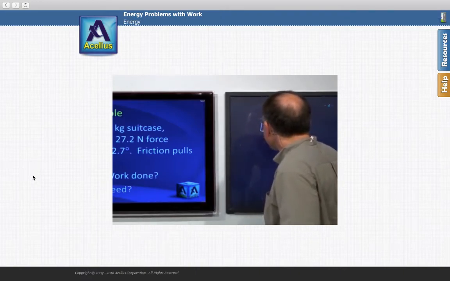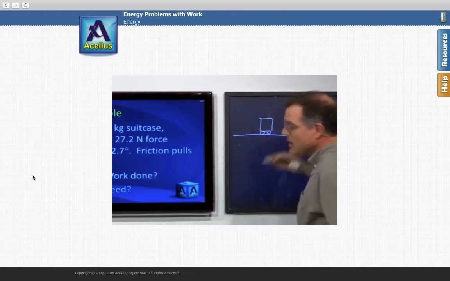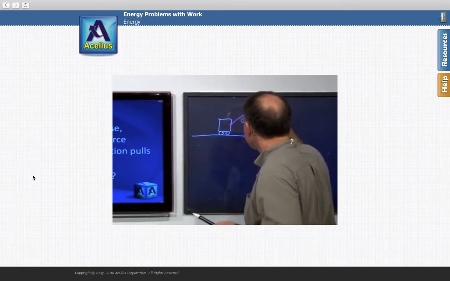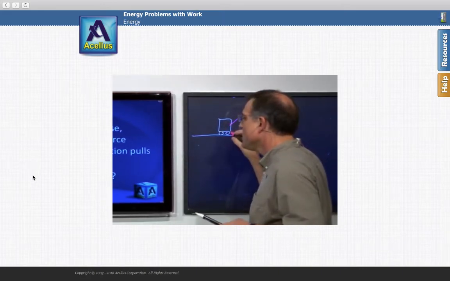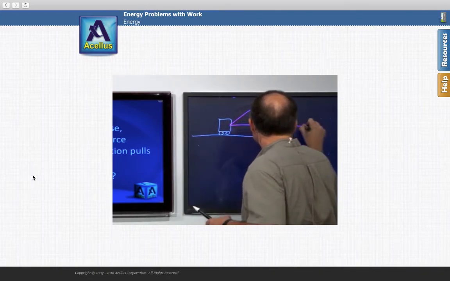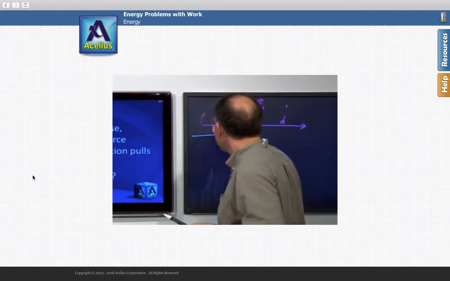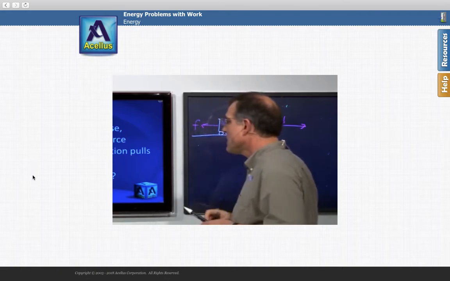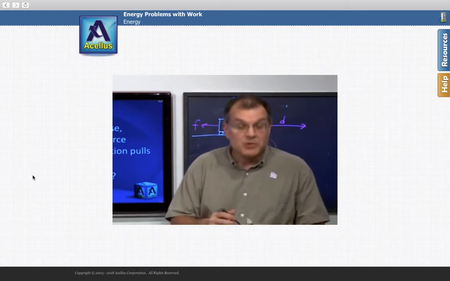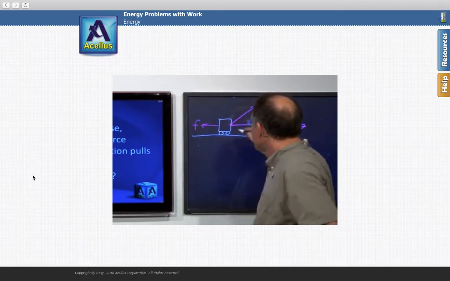So, suitcase, I don't know if it's got rolly wheels or not. We've got this force at a 52-degree angle. We'll call it F1. D, I assume the airport is flat, so it's horizontal. And we've got friction pulling back directly against the motion at 12.7. Now I want to know the total work done, and once we find that, we can figure out the speed of the suitcase.